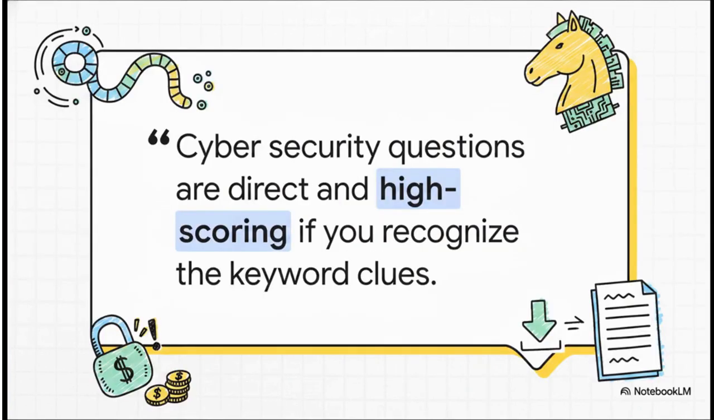As we wrap up today's concepts, I really want you to remember a golden rule. Cybersecurity questions are direct and high scoring if you simply recognize the keyword clues. Remember our tricks from today. Self-replicating means worm. Disguised means Trojan. Demands payment means ransomware. You just look out for these keyword clues to secure maximum marks. And hey, also, do not forget to download the cheat sheet provided below this explainer to keep practicing.